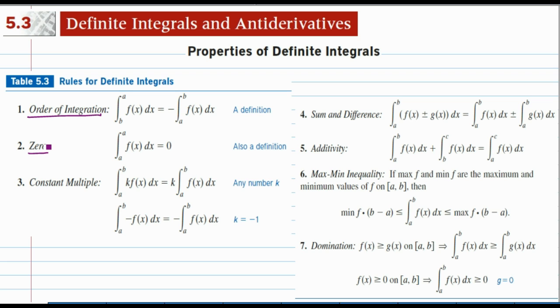The zero property: the antiderivative from anything to itself is zero. That is simply because if you integrate a rectangle of 0 width, it has 0 area.